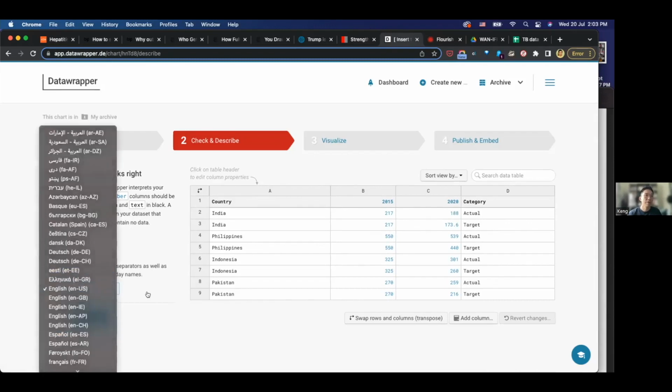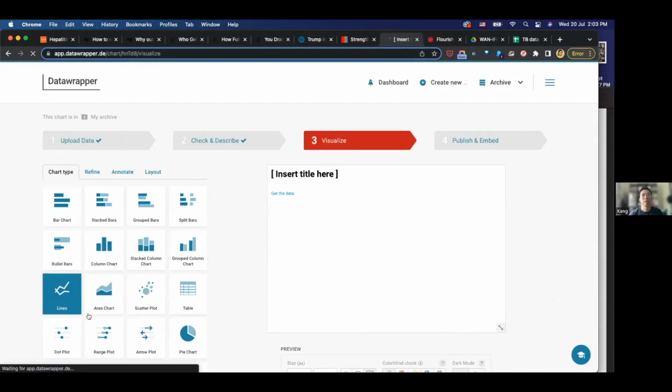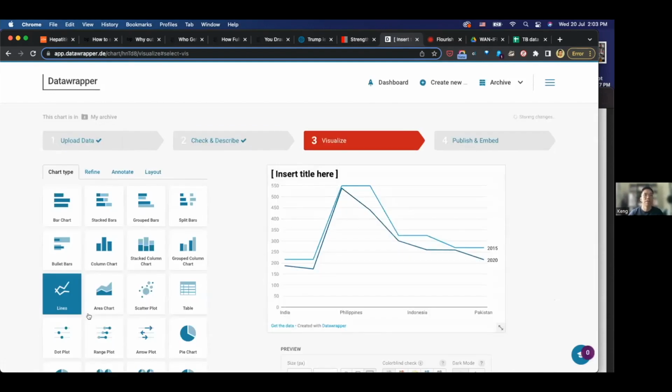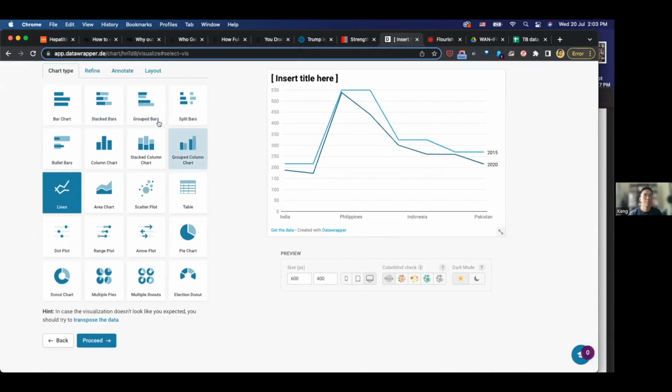You can also change the language if you want. They support multiple languages. Now, this is where you're able to pick the type of chart that you want to use to represent your data.